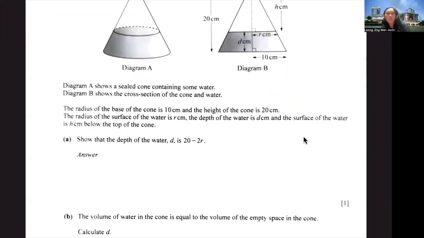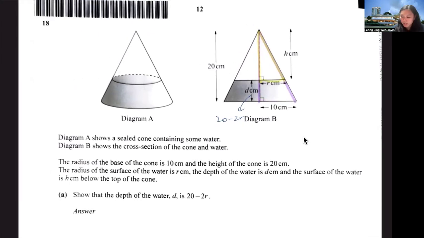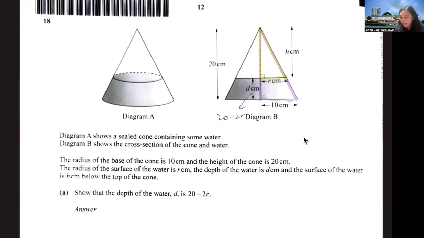So A, show that the depth of the water d is 20 minus 2R. So I need to show this is actually 20 minus 2R. Right, so how do I do that? Okay, so if you look at this over here, do you notice something very similar? Similar triangles, right? This, let me use a smaller one. So this triangle and this triangle. Do you notice that they are similar? They are similar because the angle and the angle is the same. The angle over here is also the same because corresponding angle, right? And over here, the same common angle. So by rules of AAA, it is similar.